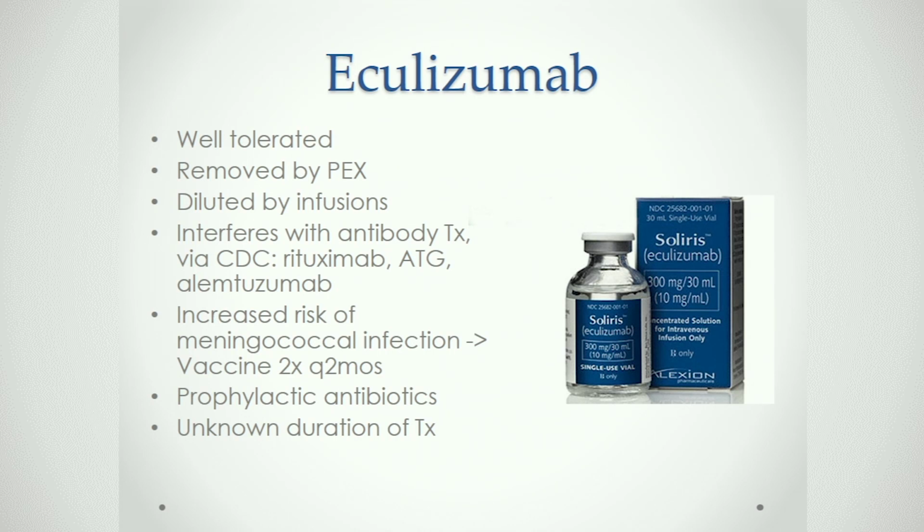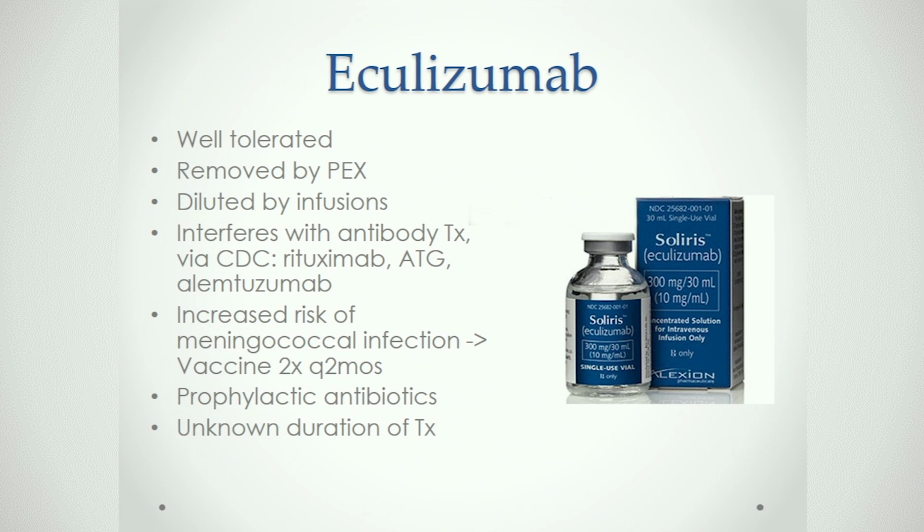So if we think about eculizumab, it's been on the market now for a few years. It's relatively well tolerated. There are some downsides to it. It's removed with plasma exchange. It's diluted by other infusions. It does interfere with other therapies if we're trying to treat, say, for instance, a rejection episode. Rituximab, ATG, alemtuzumab would all have interference with this antibody.